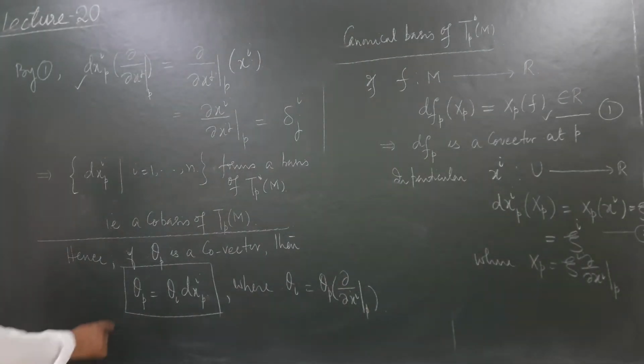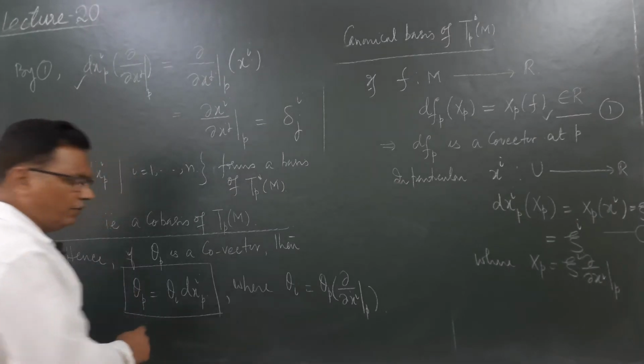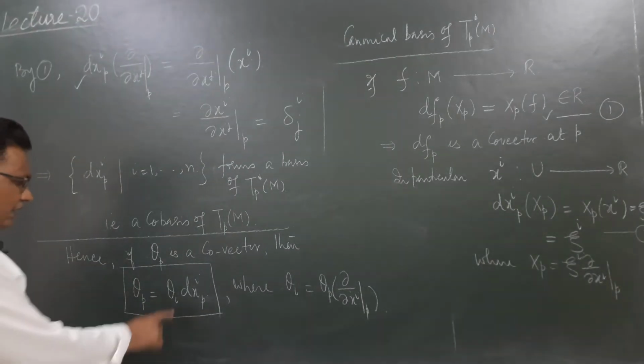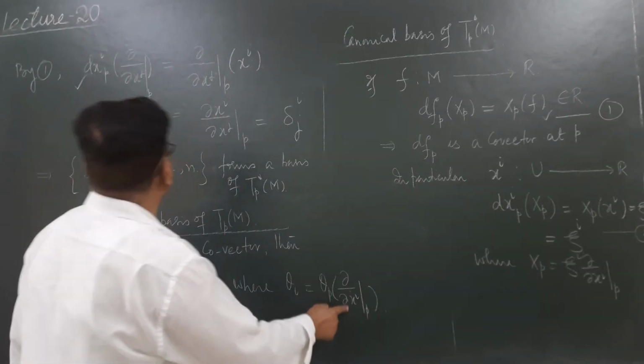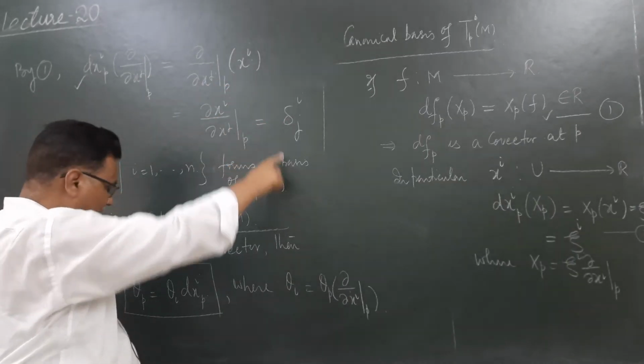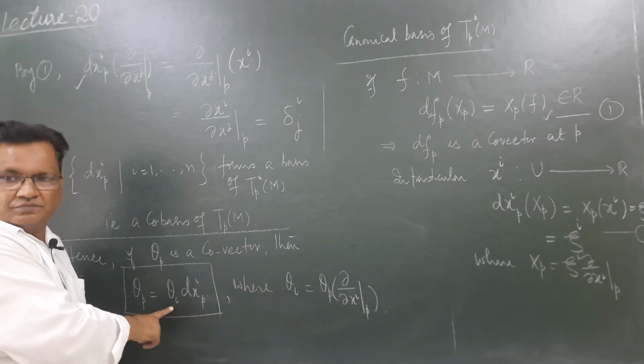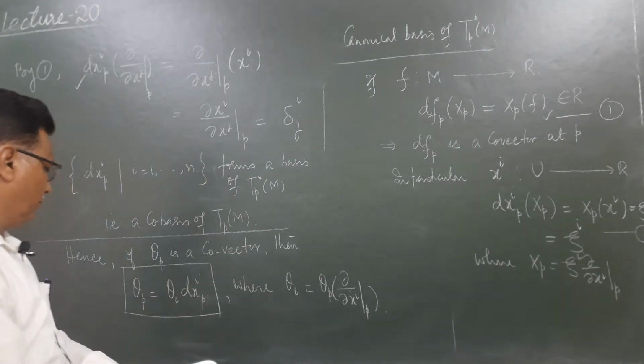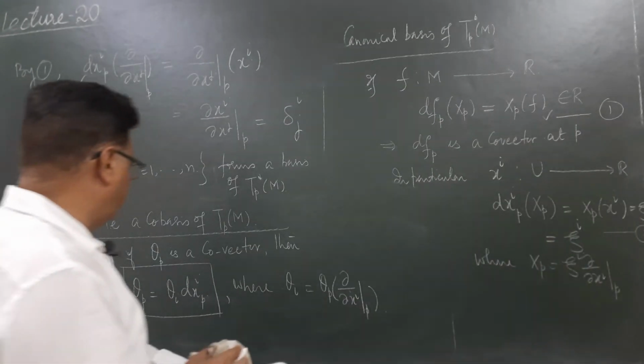Okay, you operate on both sides with del upon del xi. When dxi operates on del upon del xi, you will be getting 1. Is it right? And therefore it is theta i. Okay, so this theta i can be computed like this.